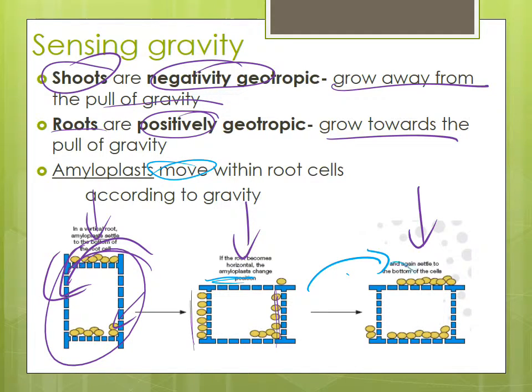So those amyloplasts have moved so that they're sitting in a position for that plant to then grow in those directions. So the plant would have been growing vertically, it's been tilted onto its side, and then the plant would then grow in that opposite direction.